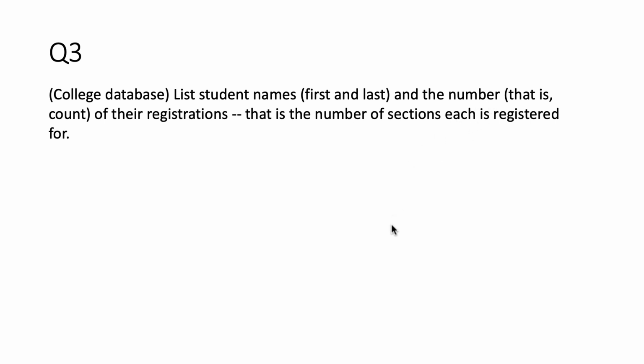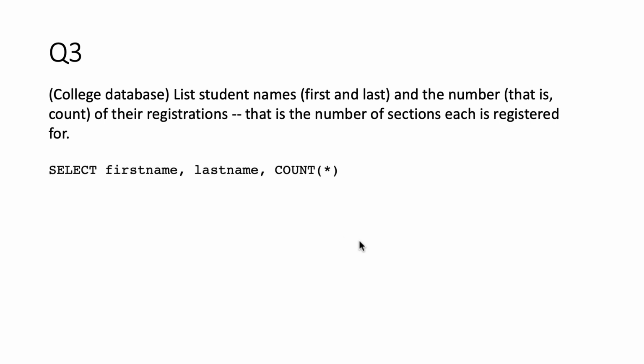Now remember, the registrations table tells us the course ID, the section name, and the student ID. So all we have to do is to take the registrations table, join it with the students table, group it by student details, and we have the job done. So this is pretty straightforward.